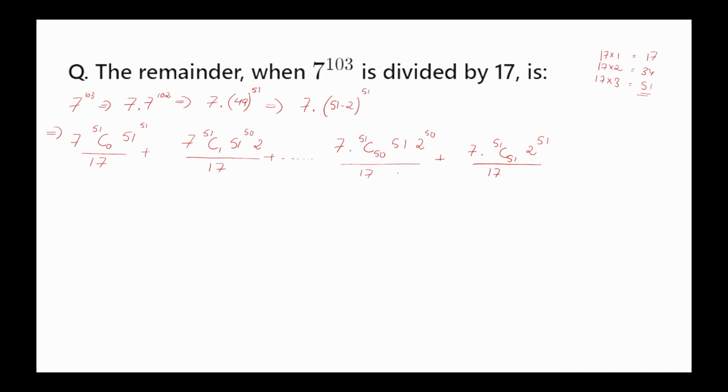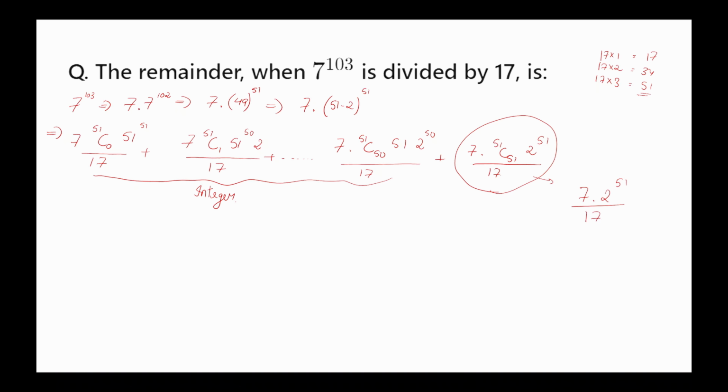So in this question, of course, all these terms would give you integer values, because 51 is divisible by 17. I can take any one of the 51s divided by 17, and I would get an integer value in all these terms. So the only term that is left out is this one. And what is the value of this term? 7 into 2 to the power 51 upon 17. Now here you can see that my numerator is greater than my denominator.